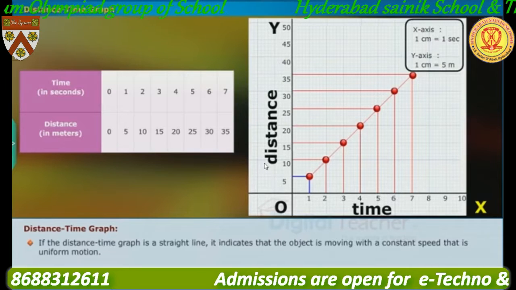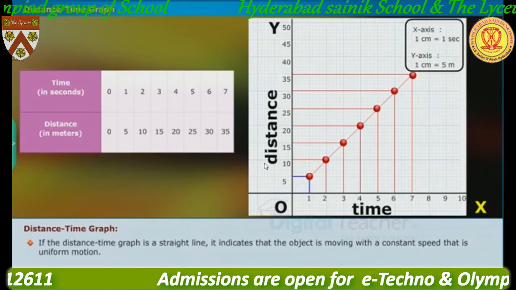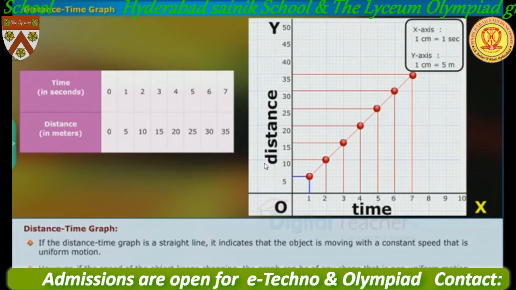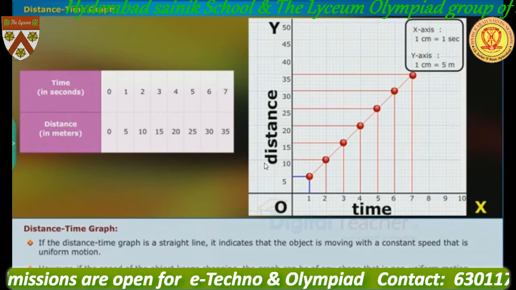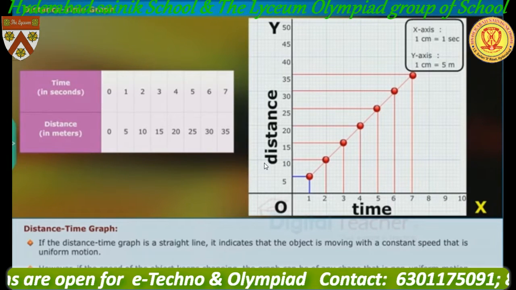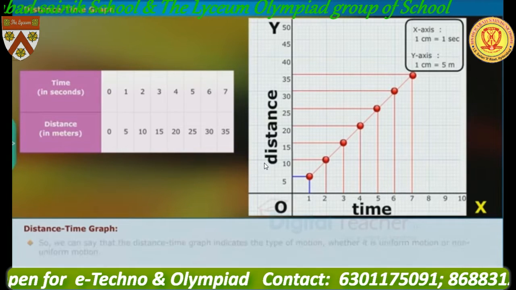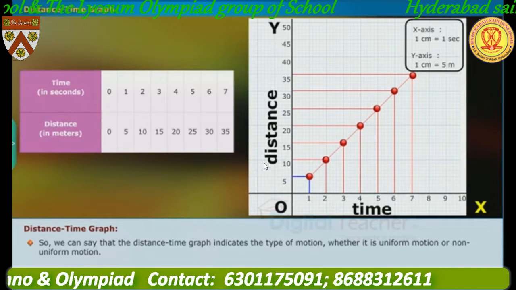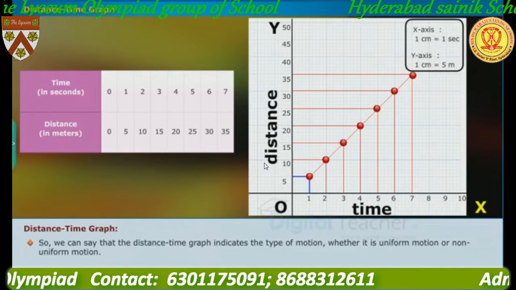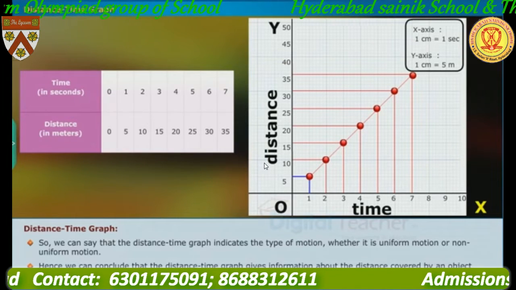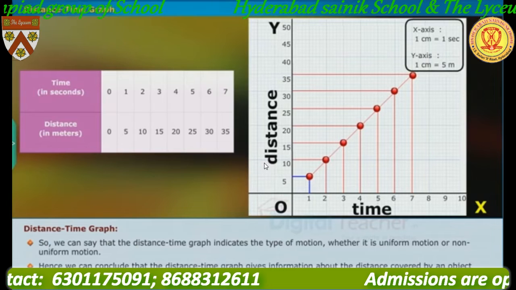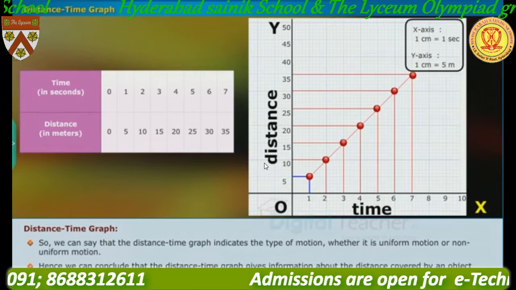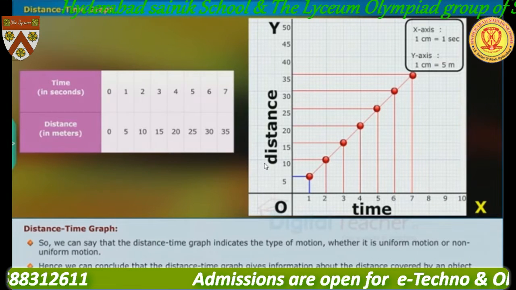If the distance-time graph is a straight line, it indicates that the object is moving with a constant speed, that is uniform motion. However, if the speed of the object keeps changing, the graph can be of any shape, that is non-uniform motion. So, we can say that the distance-time graph indicates the type of motion, whether it is uniform motion or non-uniform motion. Hence, we can conclude that the distance-time graph gives information about the distance covered by an object in a definite time interval and also the distance covered by an object at any instant of time.